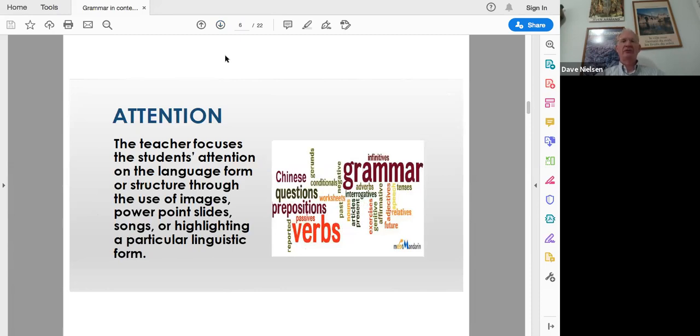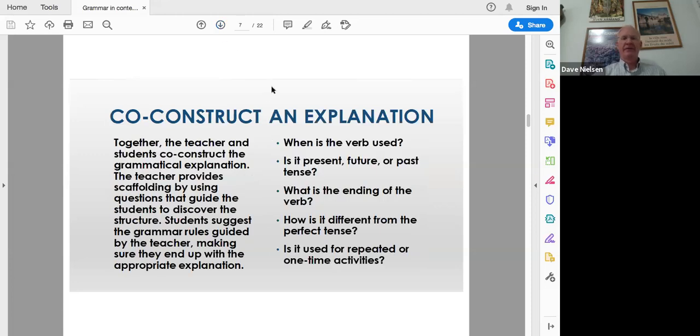So on step 2, which is drawing their attention, the teacher focuses the student's attention on the language form or the structure through the use of images, PowerPoints, songs, or highlighting a particular linguistic form. And that would be one of the keys for them to be able to identify and draw their attention to that particular grammar point.